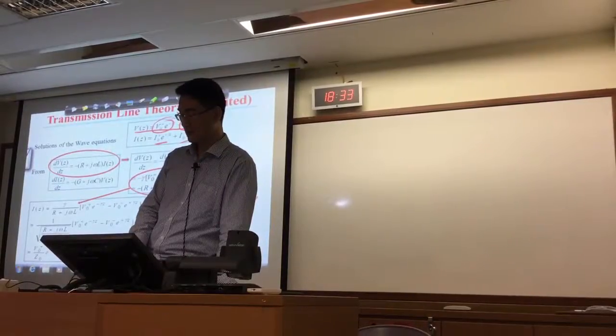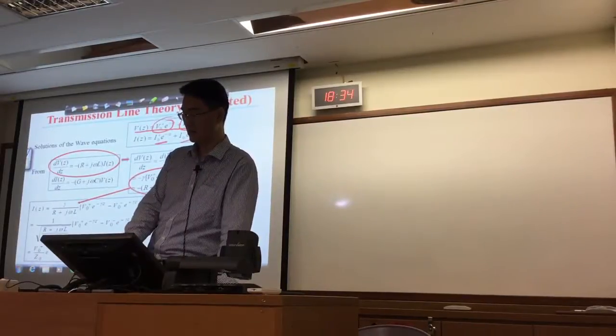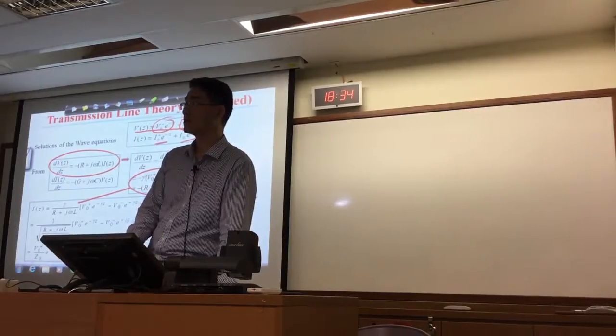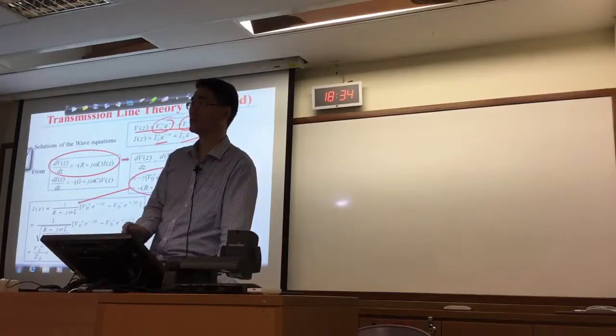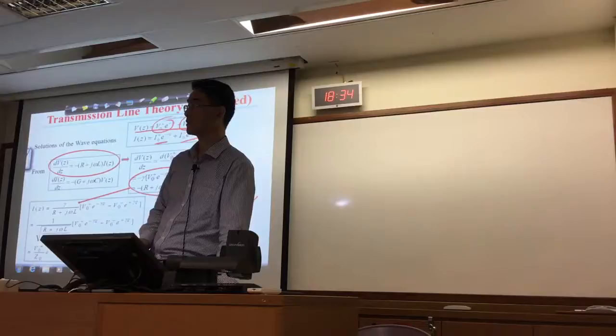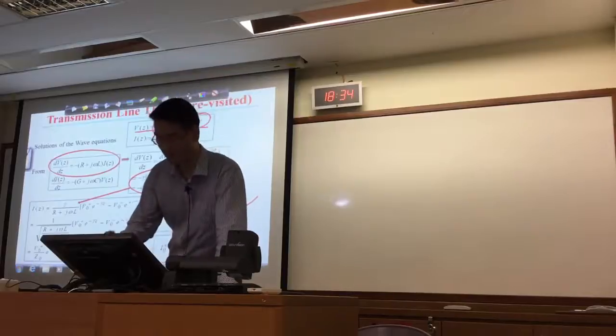Now if it is an ideal transmission line, R equal to 0, G equal to 0, then the characteristic impedance will be defined by the square root of L over C, right? This means the characteristic impedance will not depend on the frequency for an ideal, lossless transmission line, right?